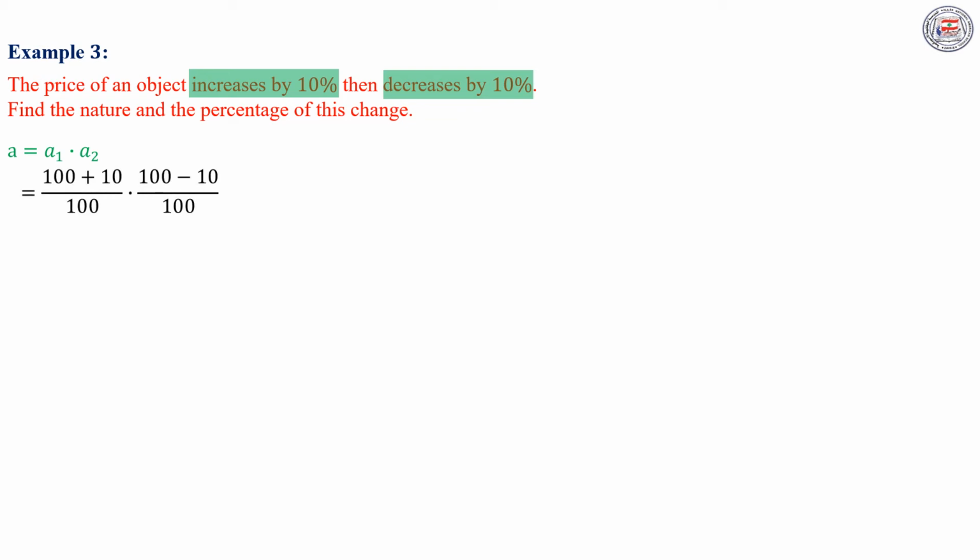Then A is equal to 100 plus 10 over 100, since A1 is equal to 100 plus R over 100, since we have an increase by 10%. And A2 is equal to 100 minus R over 100, since we have a decrease by 10%. Then A is equal to 0.99, which is less than 1. Then we have a decrease in price.